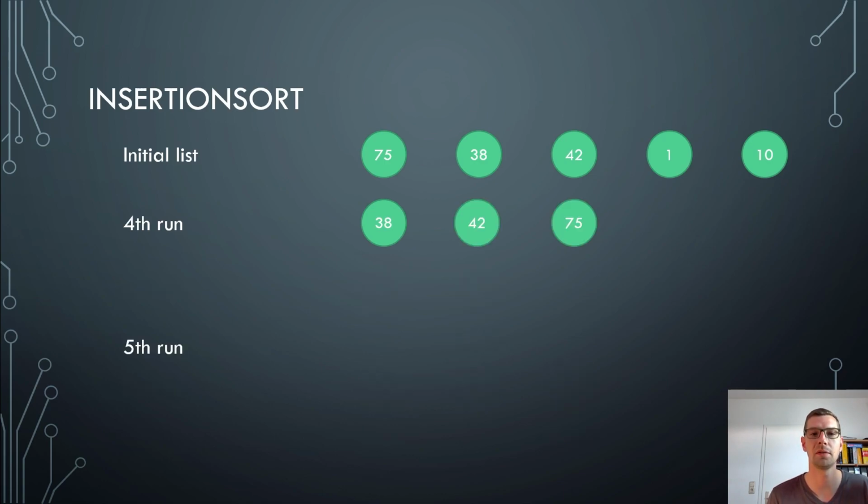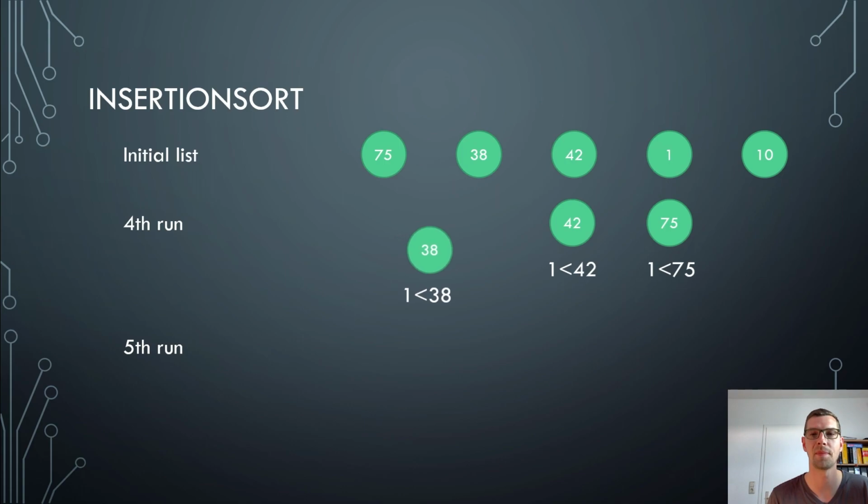Alright, then we go in our fourth run. We start with our array 38, 42 and 75 as our result, and now we want to insert the 1. So we compare the 1 to the 75, figure 1 is smaller, move it one to the right. The same with the 42, the 1 is smaller than the 42, so we move it one to the right. And the same again with the 38, so we move this 38 one to the right. And then we are at the beginning of our array, so we insert our 1 there.